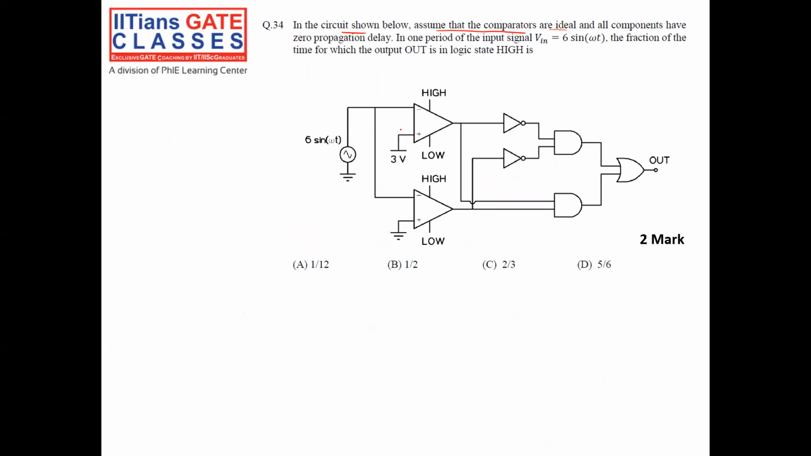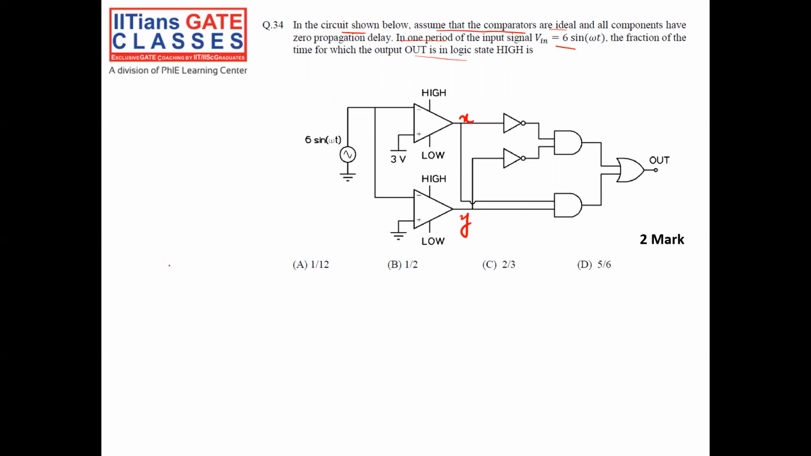If we apply any input to this circuit, the output will be instantaneous without any delay. In one period of the input signal, Vin is equal to 6 sin omega t, what is the fraction of time for which the output of the logic gate will be high? So let us first understand. Let the outputs be x and y. If x and y are the outputs of the first stage comparator, what is the output, guys?